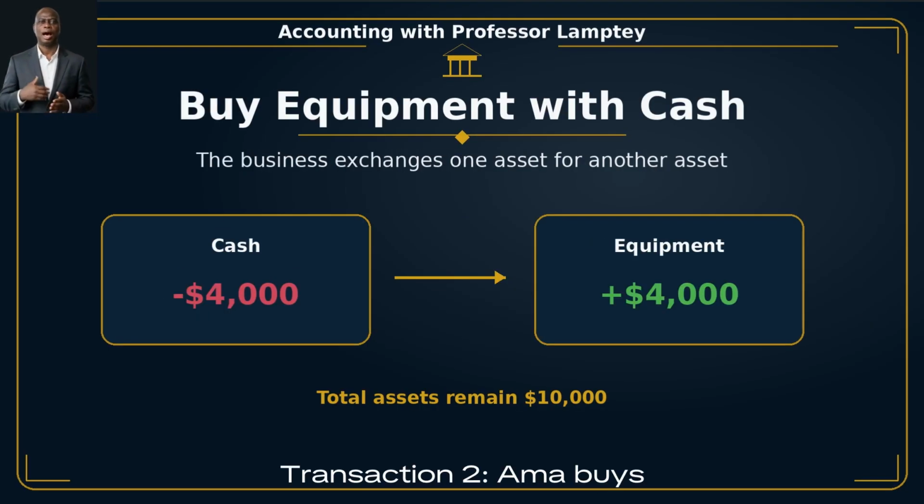Transaction 2. Amma buys bakery equipment for $4,000 cash. What happens? The business receives equipment. Equipment is an asset, so equipment increases by $4,000. But Amma paid cash. Cash is also an asset, so cash decreases by $4,000.